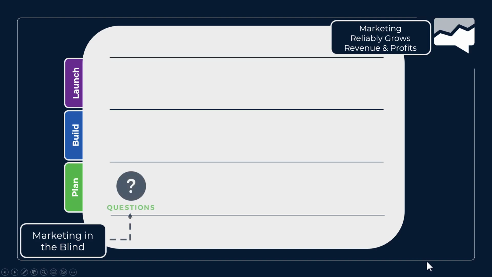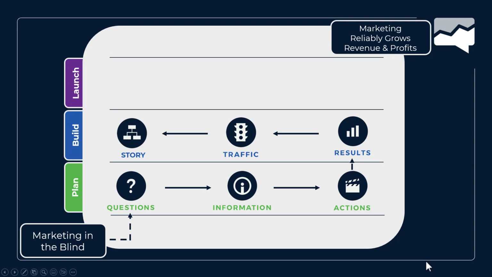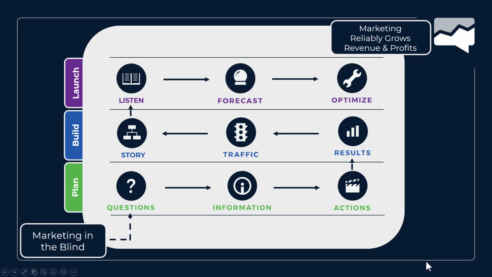In your plan step, you're going to have questions, information, and action. Not sure what those mean? Again, we have an entire course for you. Then you have results, traffic, and story for your build. And then your launch: you listen, forecast, and optimize. That's the magical thing, and you go through it over and over again. It's a system that helps you go from marketing in the blind to being able to grow revenue and profits reliably. So let's dive in to what is actually new.